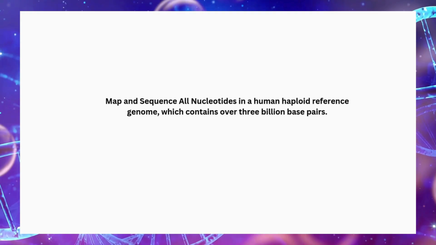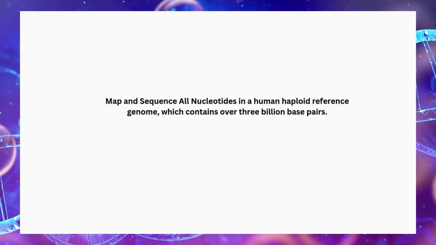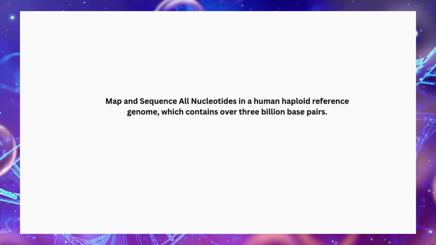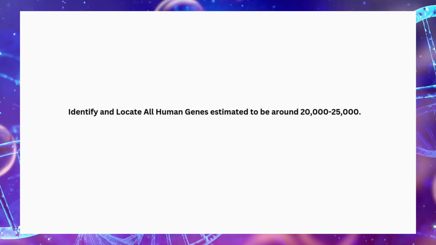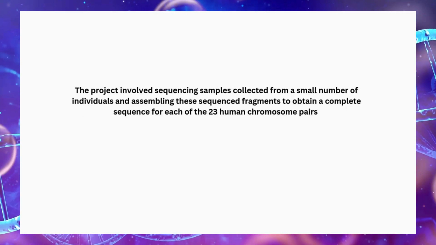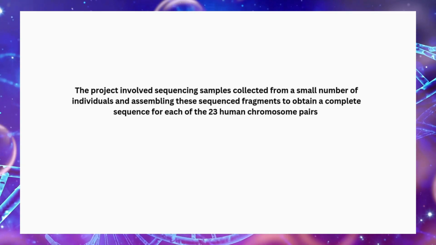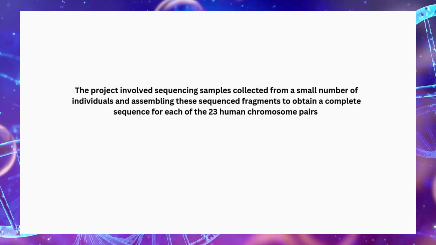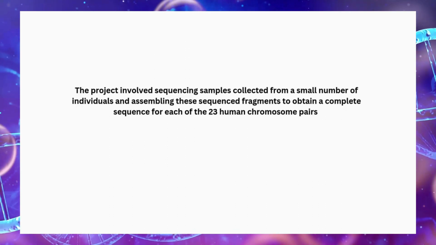Map and sequence all nucleotides in the human haploid reference genome, which contains over 3 billion base pairs. Identify and locate all human genes, estimated to be around 20,000 to 25,000. The project involved sequencing samples collected from a small number of individuals and assembling these sequence fragments to obtain a complete sequence for each of 23 human chromosome pairs.